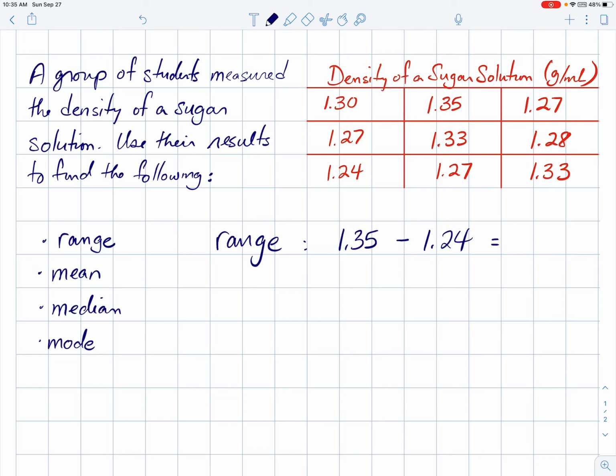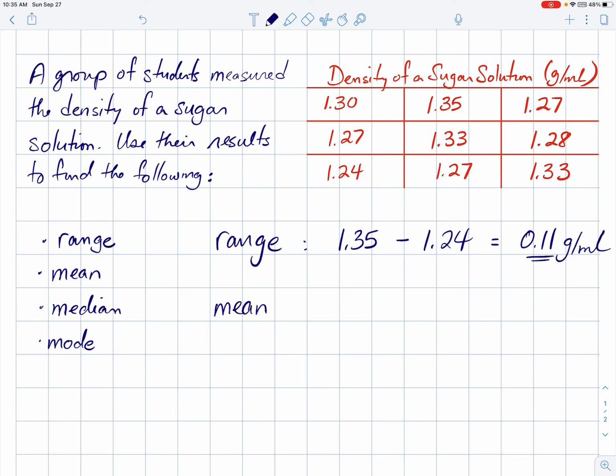Now you remember when subtracting or adding with measurements like this, we're going to write the answer based on the number of decimal places. So we have 2 decimal places and 2 decimal places. We're going to keep 2 decimal places in the range. So we get 0.11 grams per milliliter is the range. The units are the same as the units of the density up above.